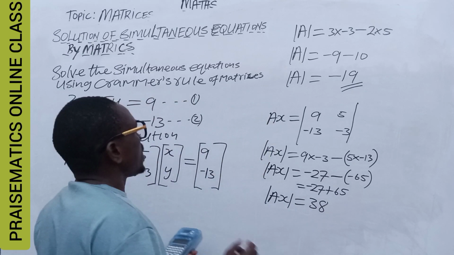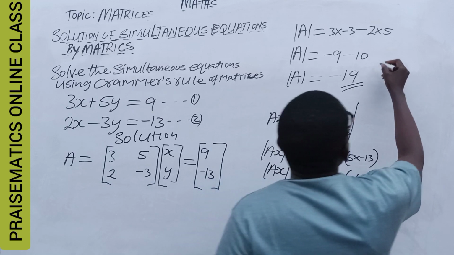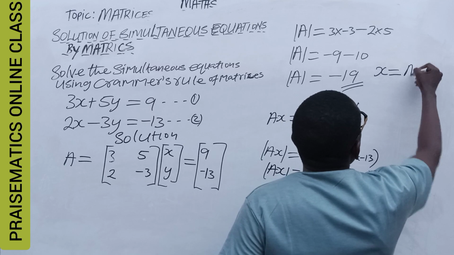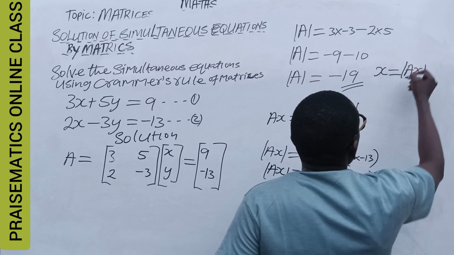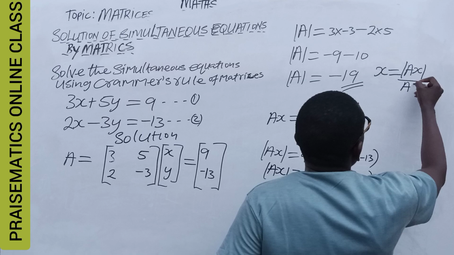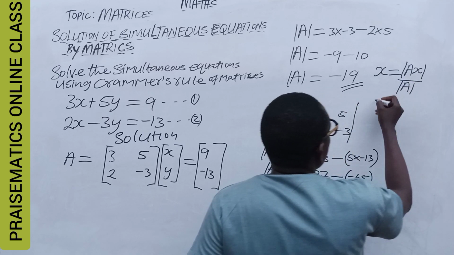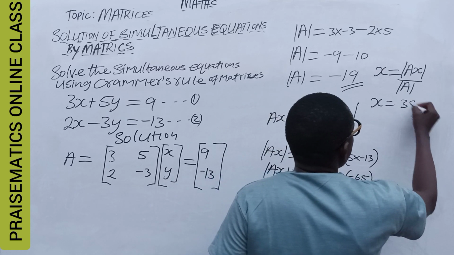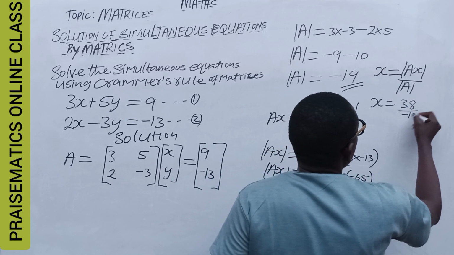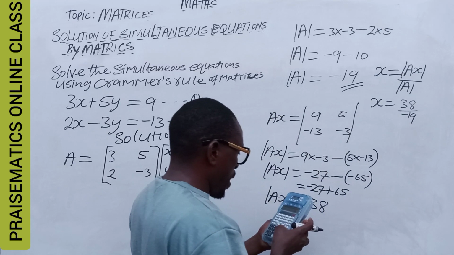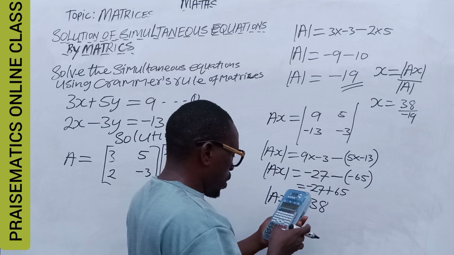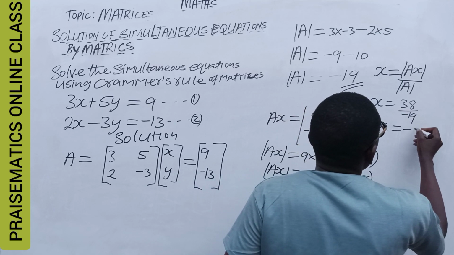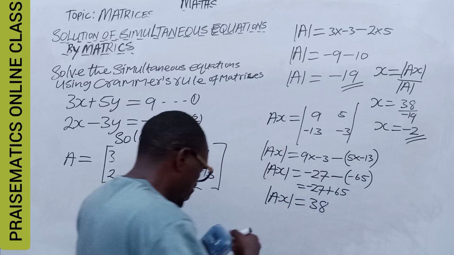And what are the rules? How do we do this? For you to get X, the formula is X equals the AX determinant over the A determinant. So our X here is equal to 38 divided by -19. 38 divided by 19 will give us 2. So finally, we have that our X is equal to -2, and that is X.